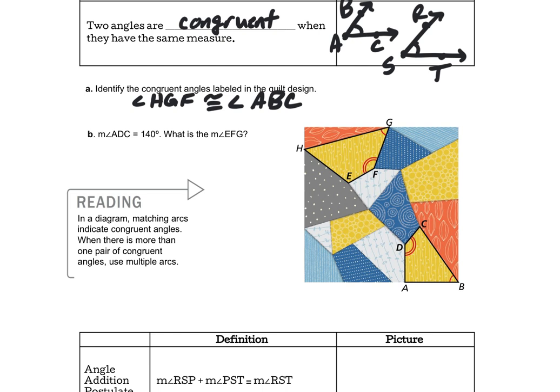The other one that we see, this one has it's kind of like a double rainbow, right? We got a double marking here. So we're going to say angle EFG is congruent to angle ADC.